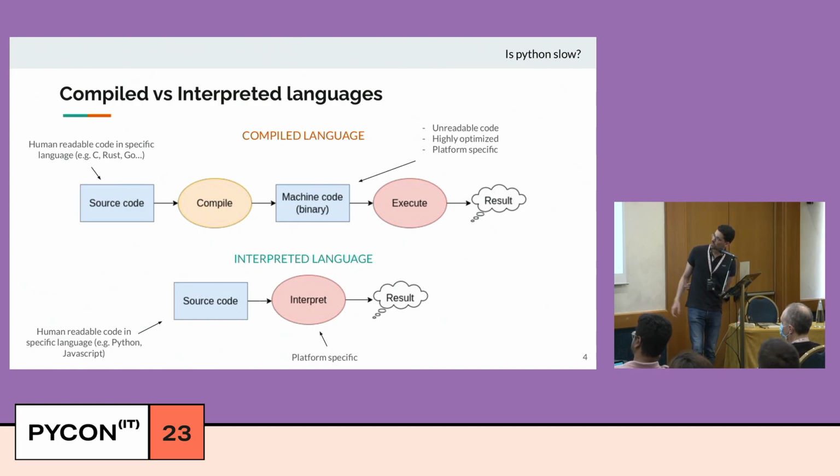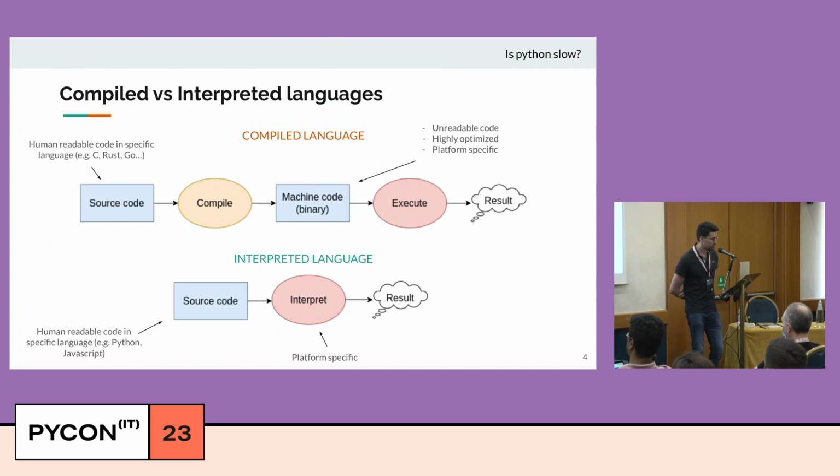On the top row of this diagram, we have the compiled language pipeline, where we have our source code, which is compiled with a piece of software called a compiler, and which outputs machine code. Source code, of course, is human readable. Machine code is not, and it is highly optimized for the specific platform we are targeting with our compilation step. After that, of course, we can execute the binary code and output a result.